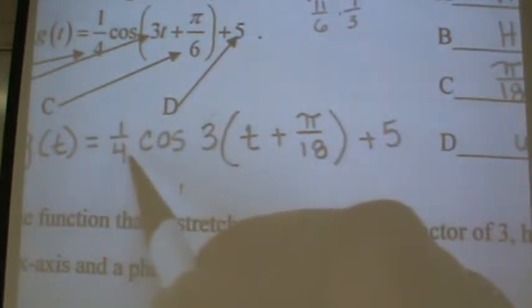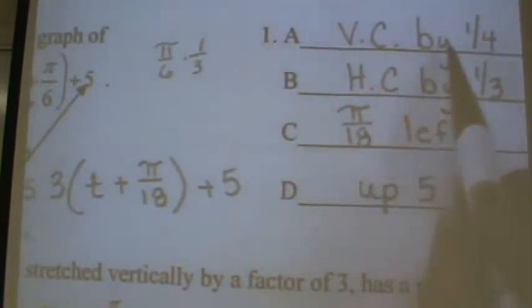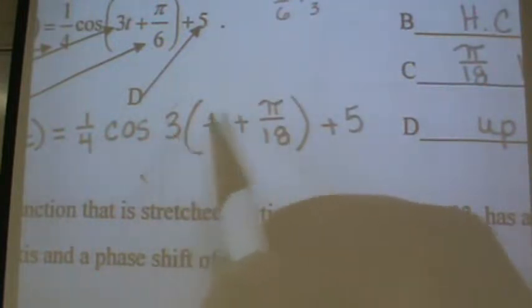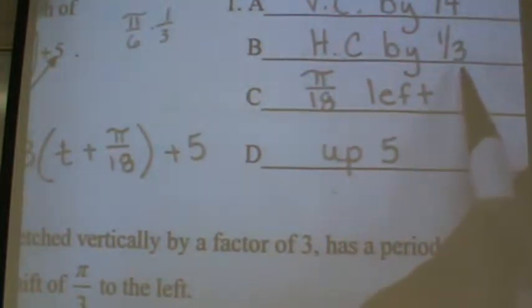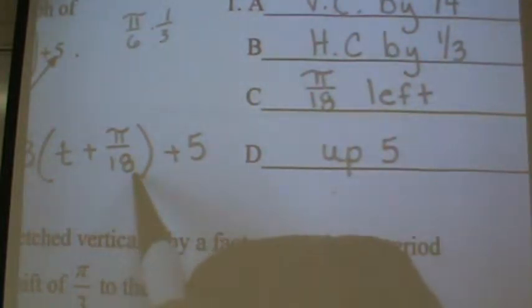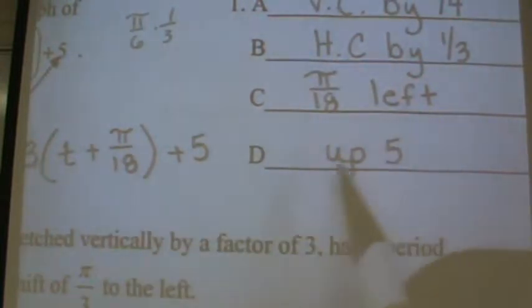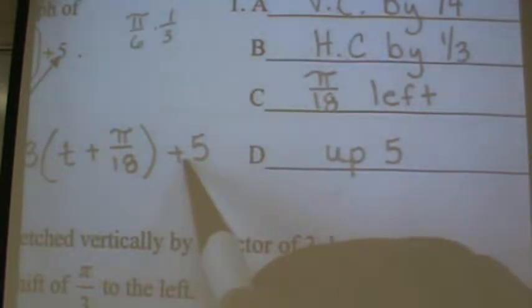Now, just to review this stuff, the number in front, if it's greater than 1, it's a vertical stretch. If it's less than 1, it's a vertical compression. This thing you flip it, 1/3. That's going to be a horizontal compression if it's less than 1, horizontal stretch if it's greater than 1. This is going to be the opposite, so it's pi over 18 to the opposite, so plus it's going to be left, and then up 5. Questions? Okay, the next one.